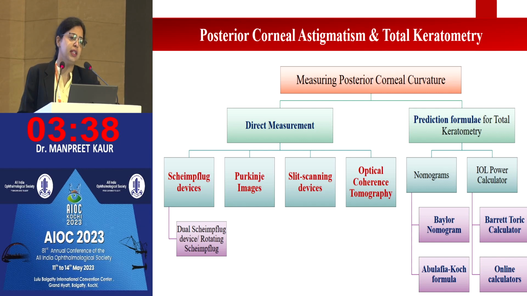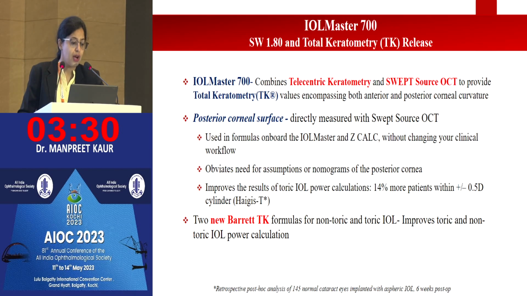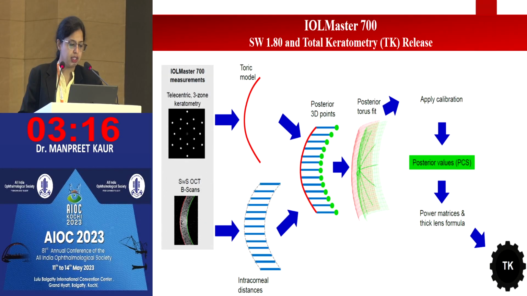In fact, all the major companies that give toric IOLs have incorporated either one of the newer formulas or some method to estimate the posterior corneal curvature. So IOLMaster 700 incorporates telecentric keratometry and swept source OCT to provide a total keratometry value encompassing both the anterior and posterior corneal curvature. The posterior corneal surface is directly measured with swept source OCT. Anterior telecentric 3-zone keratometry gives the anterior surface, then the swept source OCT gives you corneal thickness at various points, and you extrapolate those points to give a posterior toric fit, and therein you calculate the true keratometry values using the appropriate formula.